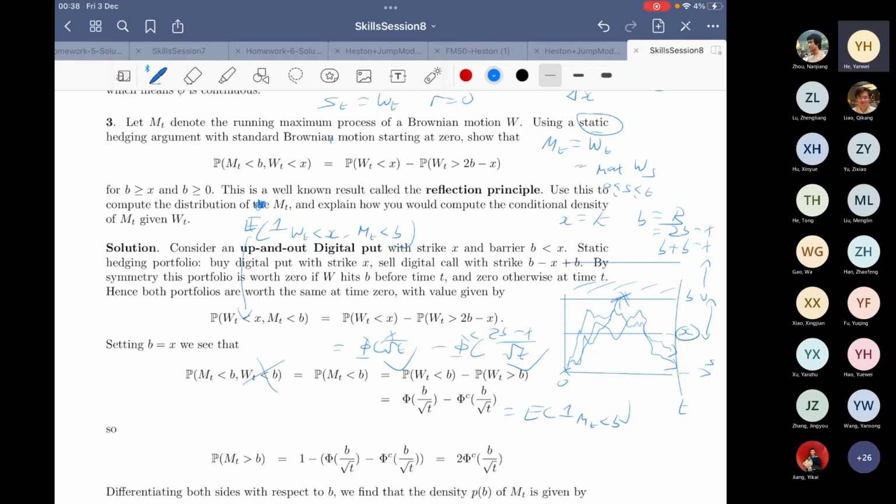Note that that's simpler than the original thing that involves an up-and-out digital put, which has a strike level and a barrier level, whereas a no-touch only has a barrier level. So we've proved something simpler from something more involved.